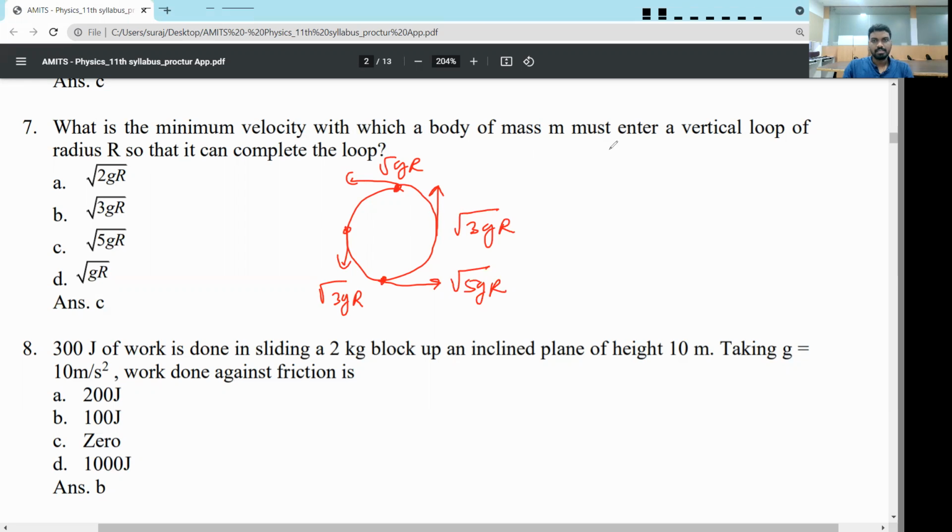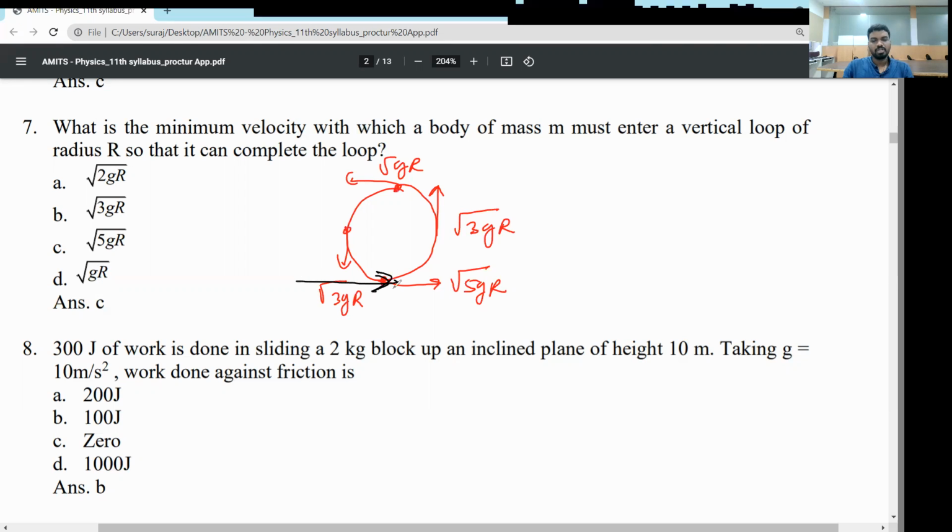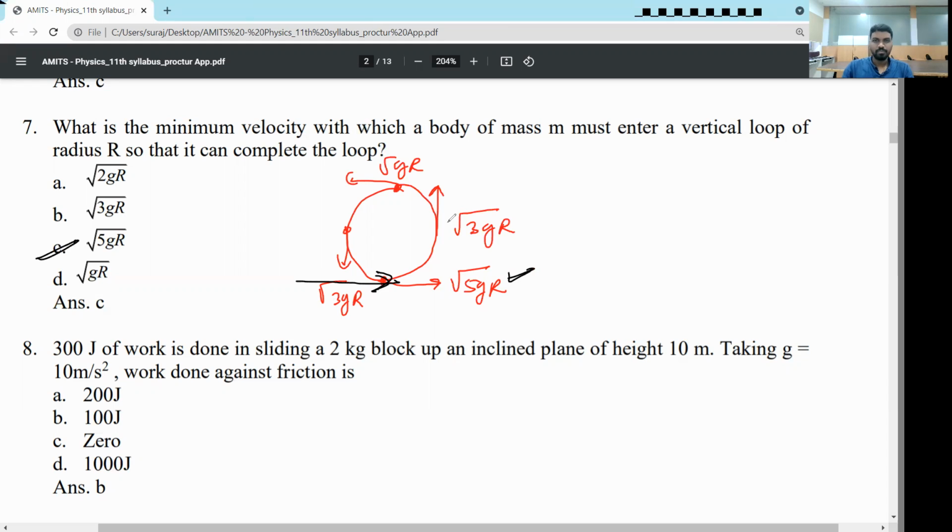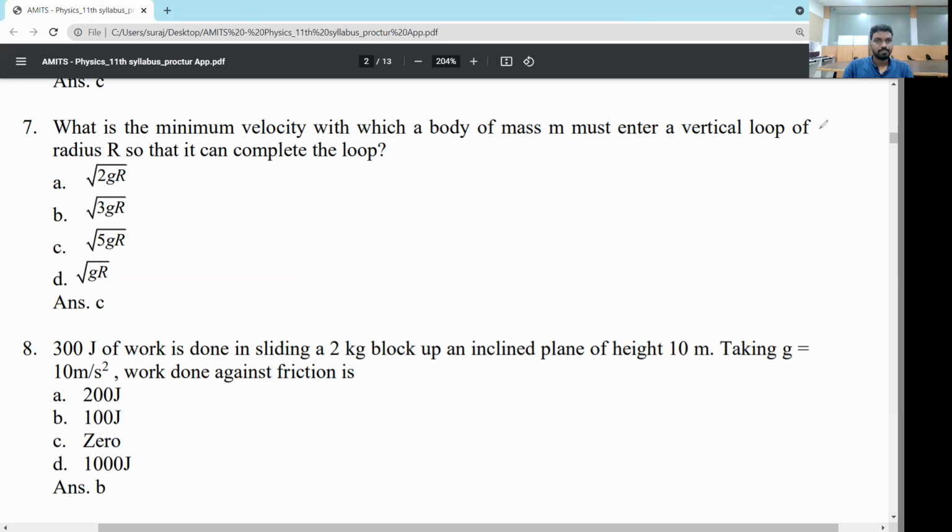These are the velocities at the midpoint, highest point, and lowest point under critical vertical circular motion. So they're asking what velocity it should have when it enters the vertical loop. Root 5 gr. So option C is correct. It should have root 5 gr. Option C is correct.